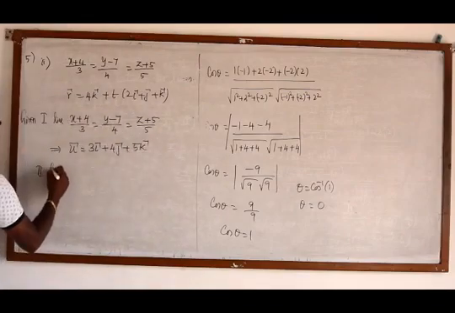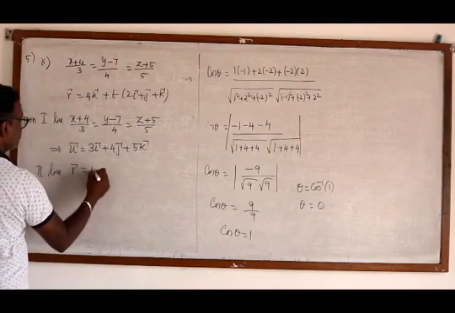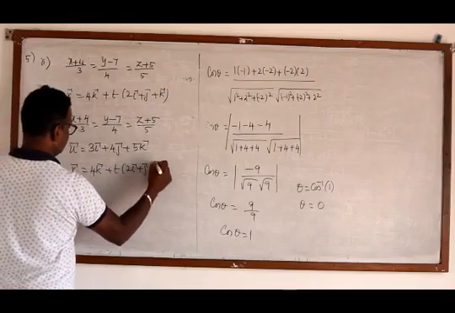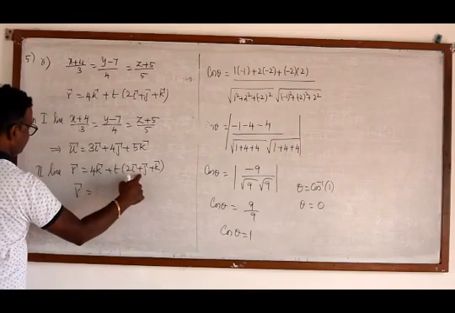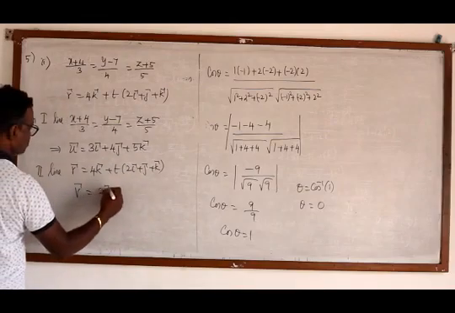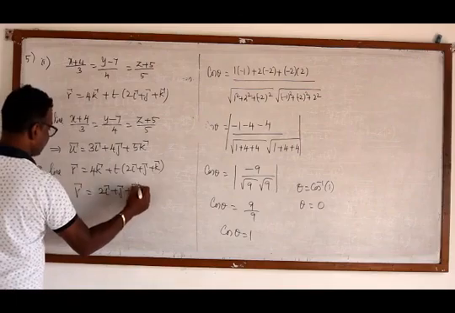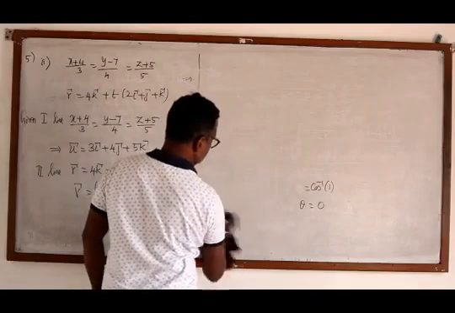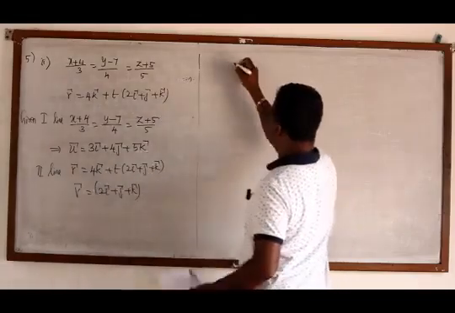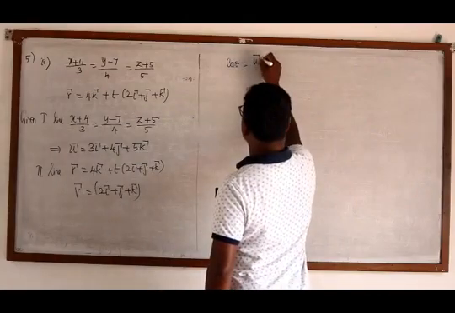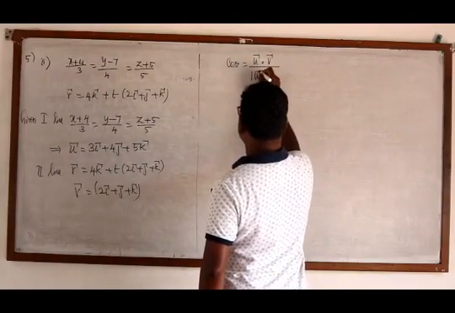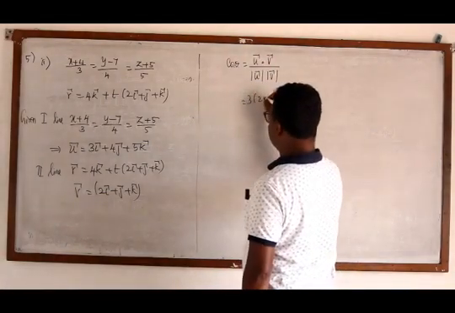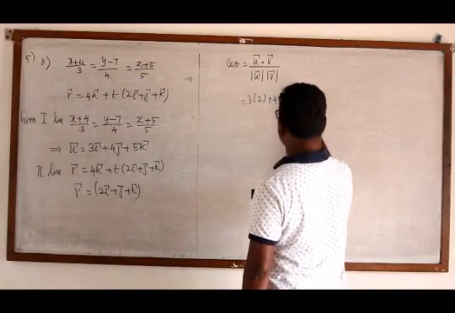Then the second line is r vector equal to 4k plus t into 2i plus j plus k. So in that case v vector is the vector that comes with the scalar. So 2i plus j plus k is the second vector. Therefore in that case cos theta equal to u dot v by modulus of u into modulus of v. That is 3 into 2, 4 into 1, 5 into 1.